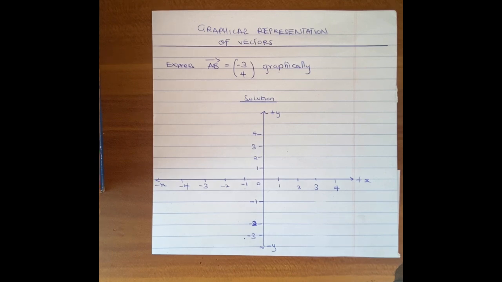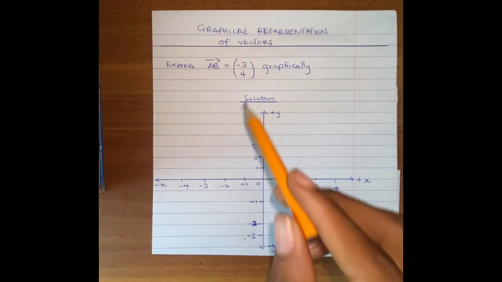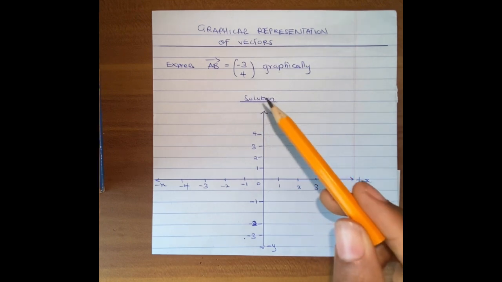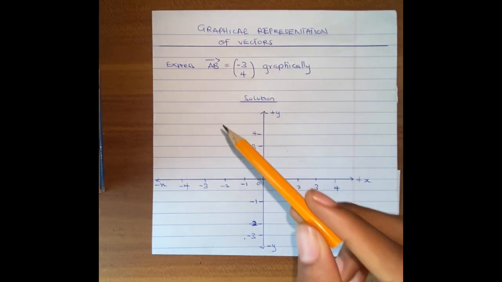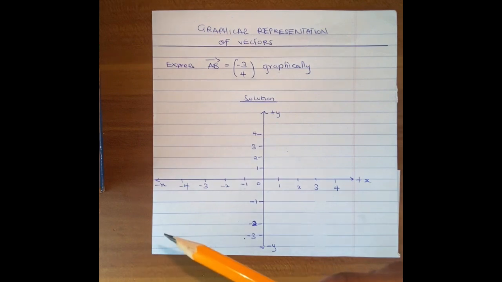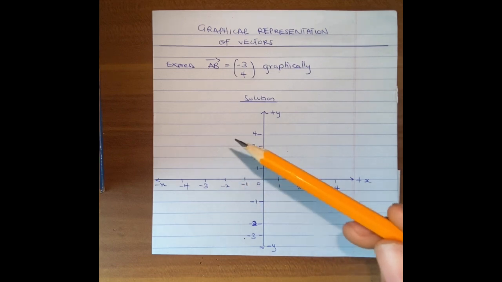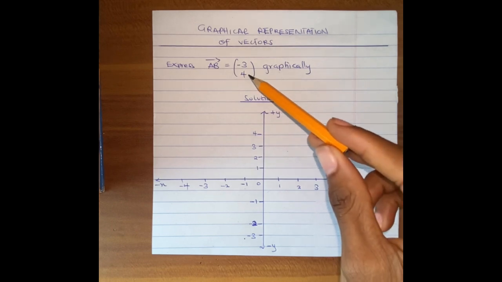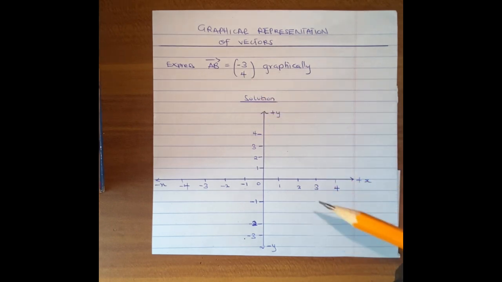In my previous video, we learned that when a vector is represented in this form, the value on top is called the x or the horizontal component, and this value here is the y or the vertical component. So from this vector representation, we can see that the -3 is the x or horizontal component, which is going to be on the x-axis, and the +4 is the y or vertical component, which is going to be on the y-axis, more specifically on the positive y-axis. Okay, so let us look at how to represent this graphically.